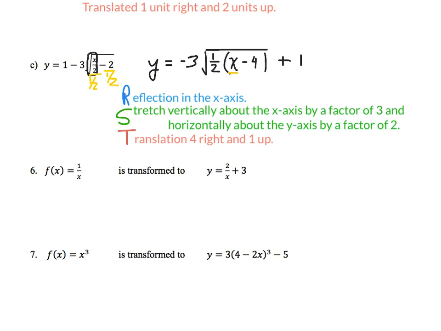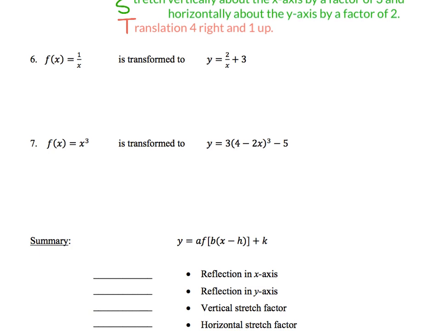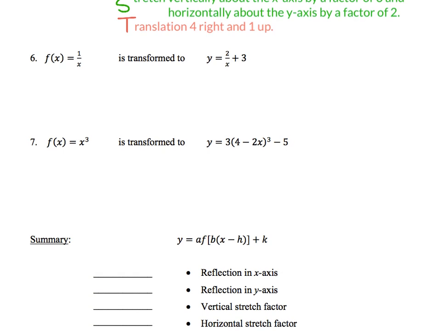On to question number 6. Now question number 6 is kind of interesting because there's more than one correct way to describe this transformation. The simplest way to look at this equation would be to rewrite it as y equals 2 and then parentheses 1 over x, plus 3.